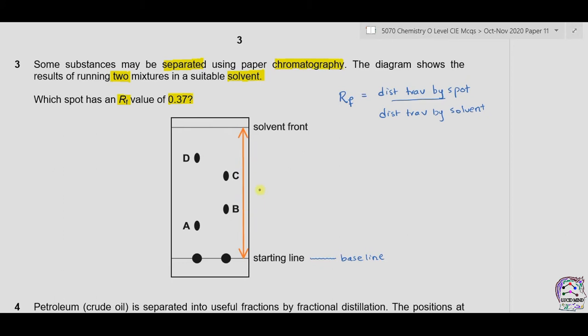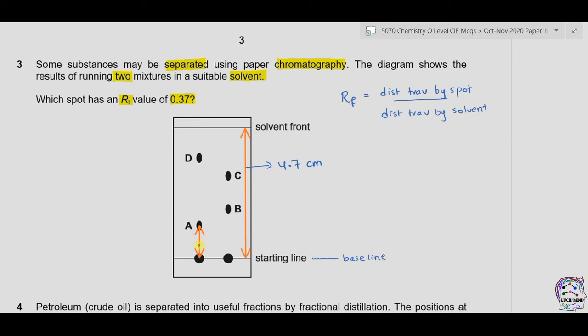We can measure the distance of solvent, which is equal to 4.7 centimeters. For spot A, the distance from the baseline is 1.2 centimeters. For spot B, the distance is 1.8 centimeters. Similarly, for spot D, it is 3.6 centimeters, and for C, it is 3 centimeters. Let's find the RF value.